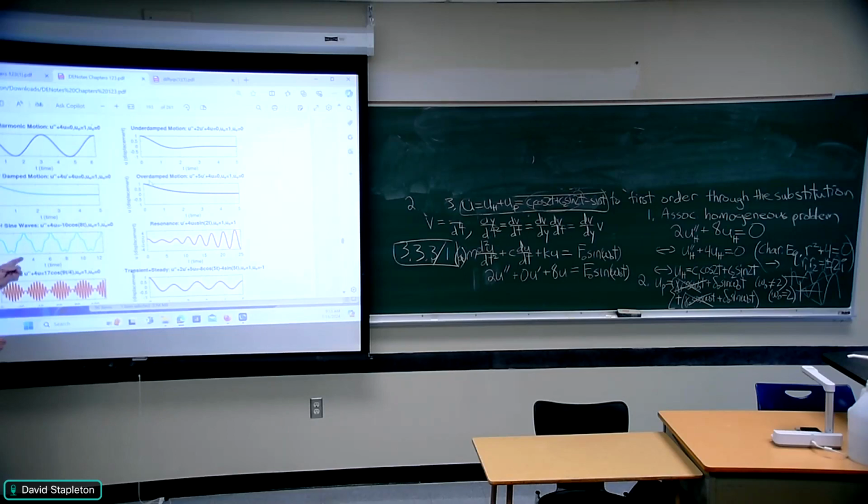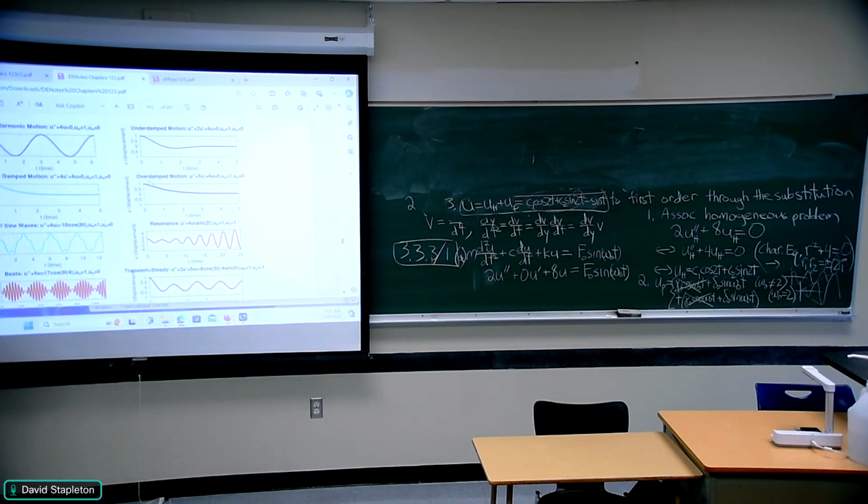All right, so these three are for undamped and sinusoidally driven at a very different angular frequency, at the same angular frequency, and at a close angular frequency, right?